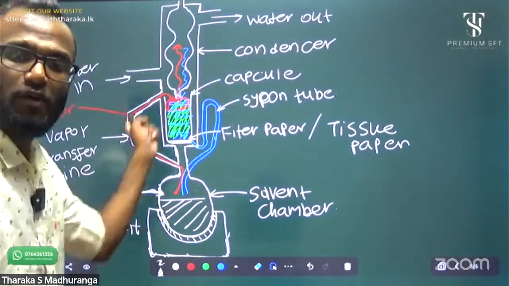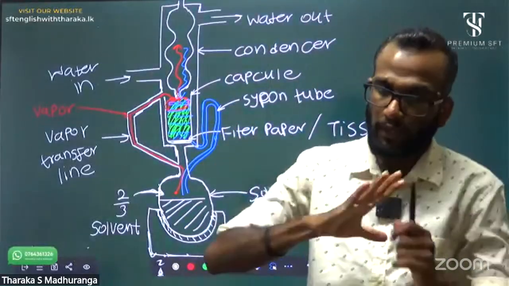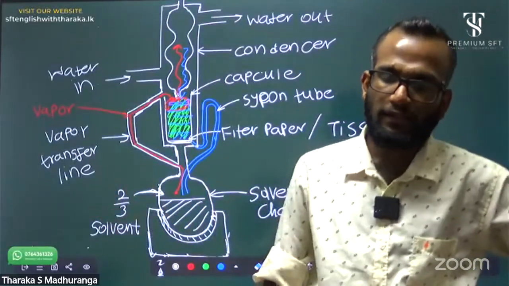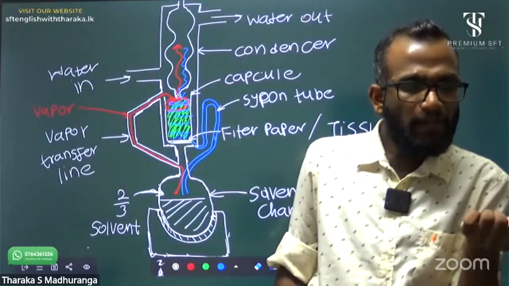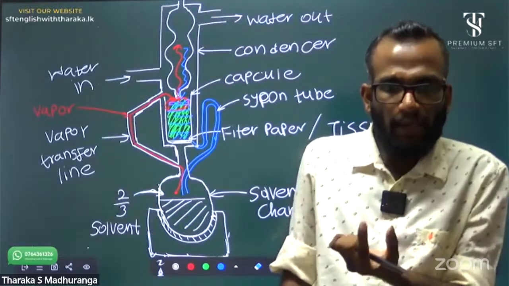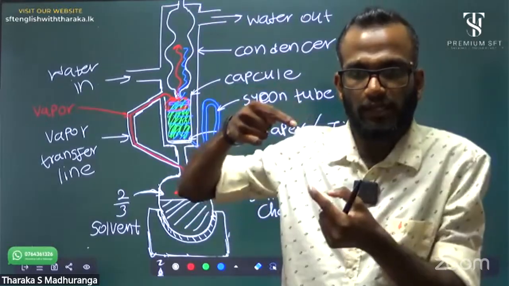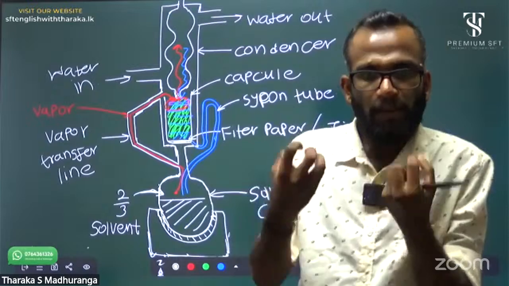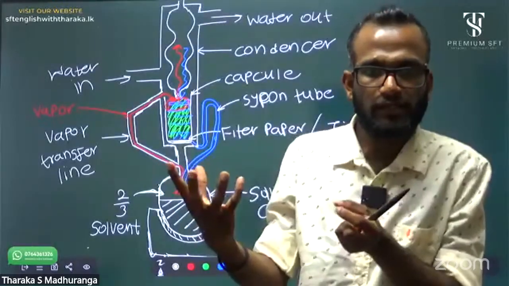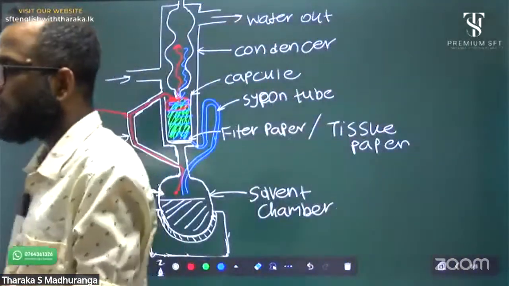Okay, what's the purpose of this extraction? We can dissolve the maximum amount. Actually, we can't dissolve all the compounds the plant material contains in the solvent. It is an impossible process. But in this extraction, with the refluxing, continuous method, we can collect the maximum percentage of compounds into the solvent and finally into the crude product. Then the wastage is very low. I got it?